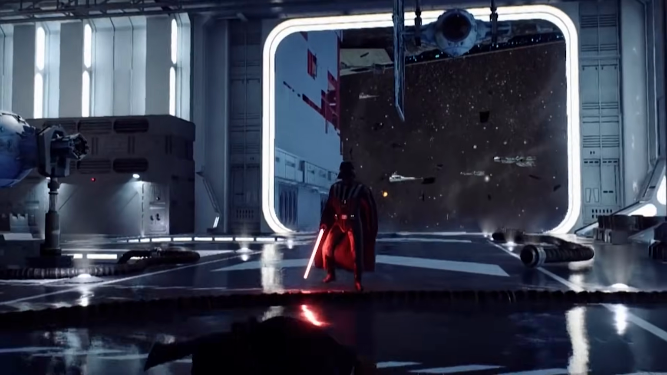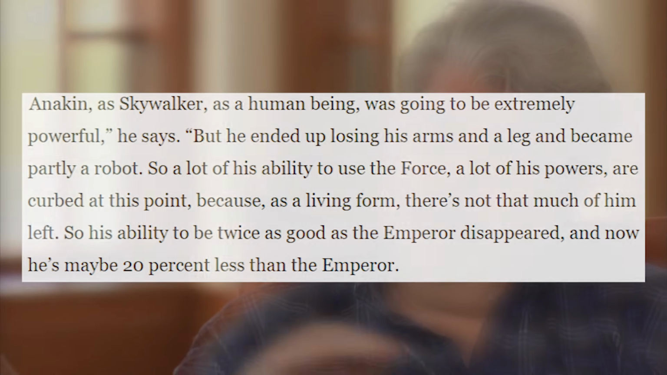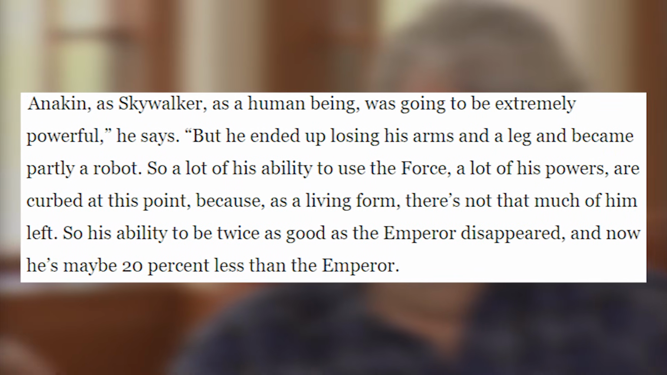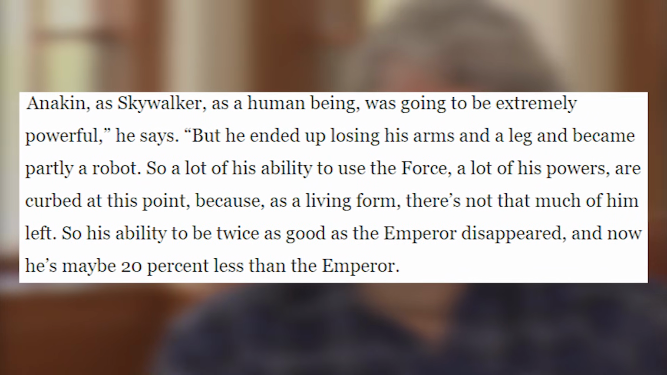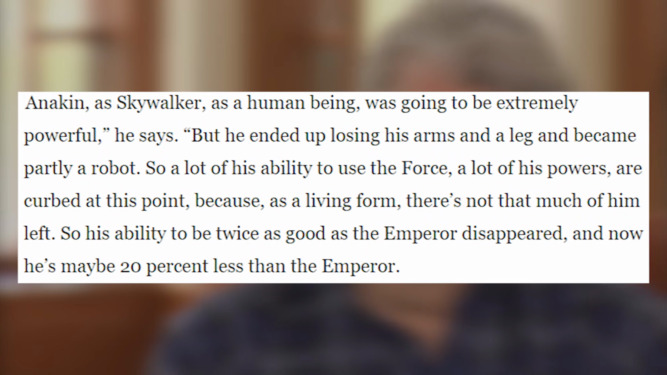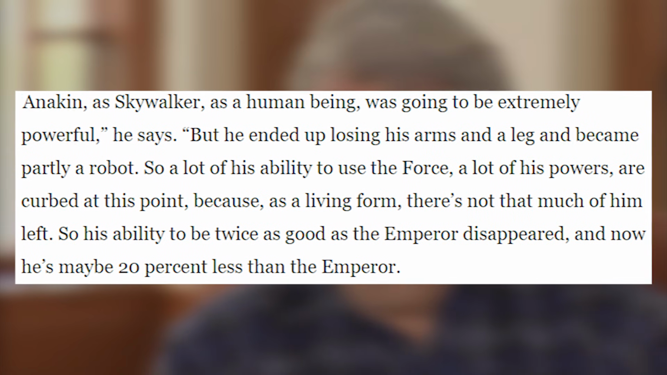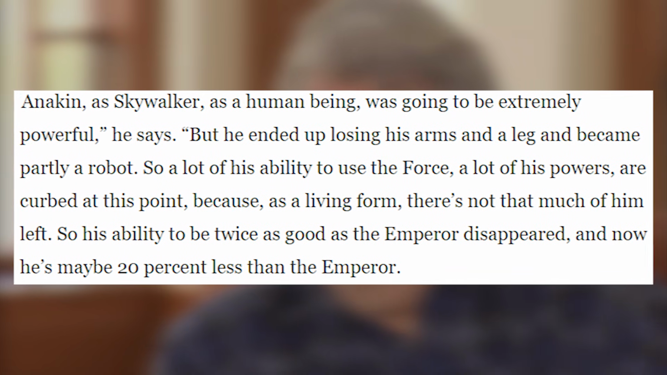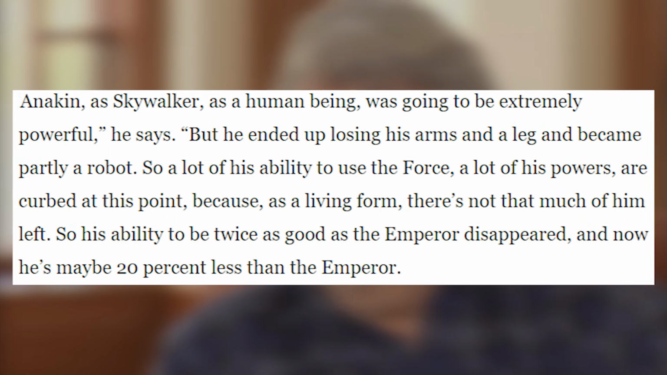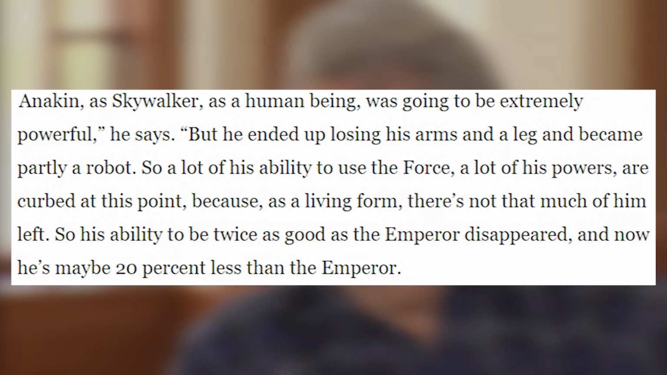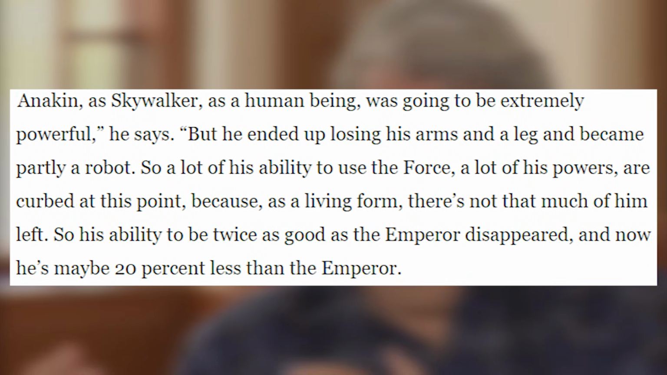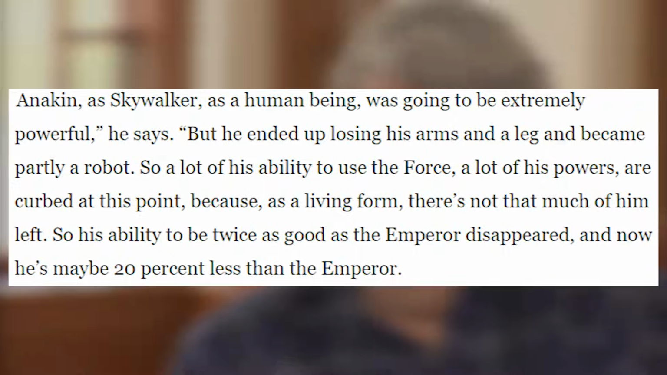Now, to talk about the elephant in the room, George Lucas. The scribe of Star Wars once said in a Vanity Fair interview, and I quote, "Anakin, as Skywalker, as a human being, was going to be extremely powerful, but he ended up losing his legs and an arm and became partly a robot. So a lot of his ability to use the Force, a lot of his powers are curbed at this point because as a living form, there's not much of him left. So his ability to be twice as good as the Emperor disappeared, and now maybe he's 20% less than him."